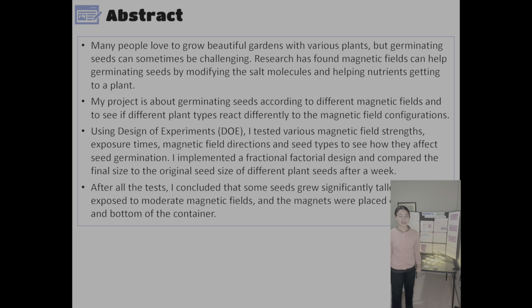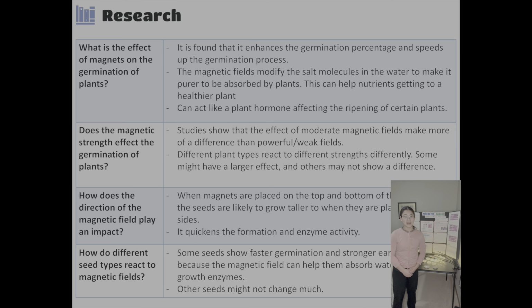So I saw scientists using magnets around plants online, so I wanted to test what the impact was, and also to help people germinate seeds at home and at low costs. Before I started, I did some research. I found out that the salt molecules are modified so that the water is pure and it helps the plant take in more nutrients so it grows faster, and that different settings affect the plant differently. Some might grow taller and some might not show much of a difference.